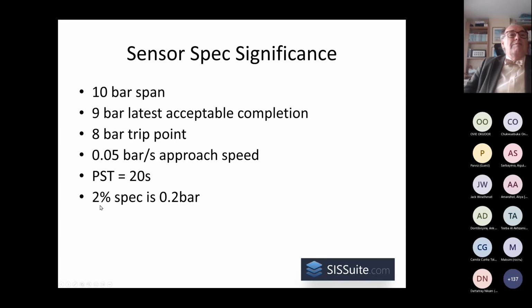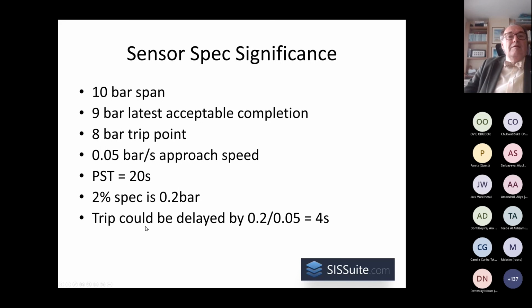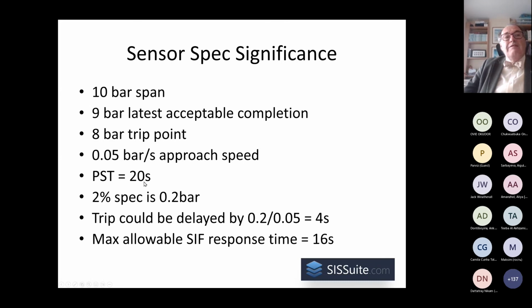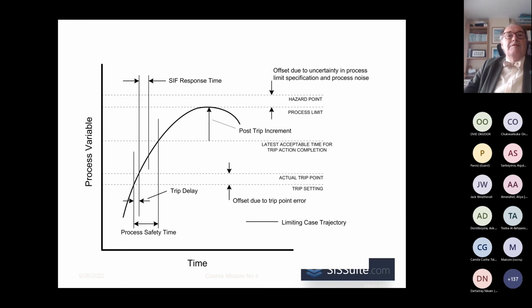If our accuracy specification was the 2% we just discussed, that represents 0.2 bar. With that variable approach speed, that could give us a delay of 4 seconds. So although the process safety time was identified as 20 seconds, the maximum allowable SIF response time would be 16 seconds. So in some circumstances, this can be a key consideration. Very often not, but you can't always make that assumption.